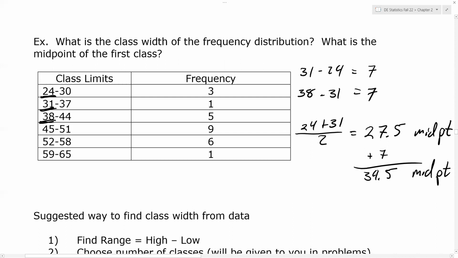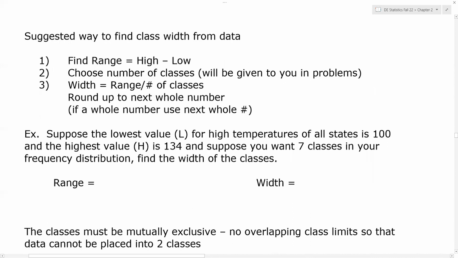All right, next, how do we find the class width we should use? If you're given your classes, it's easy enough to find. You simply do subtraction. But what if you're just given the raw data and you have to create your own classes? How can you figure out how big each class should be? This is the process for that. You start by finding your range. That's the highest number minus the lowest number. That tells you how much data, how many different data points you have.